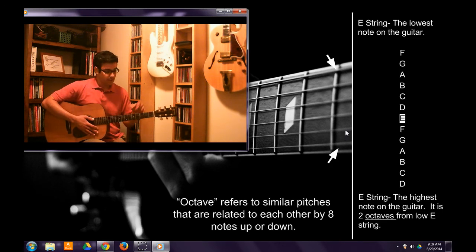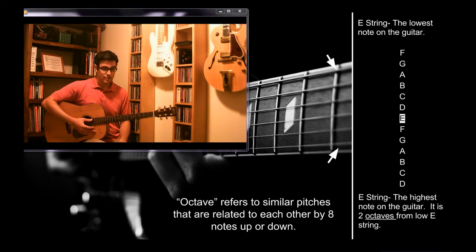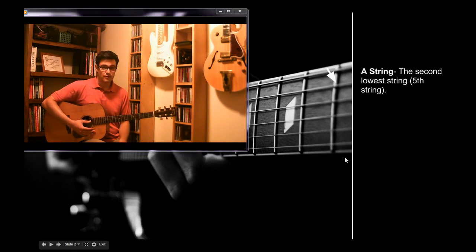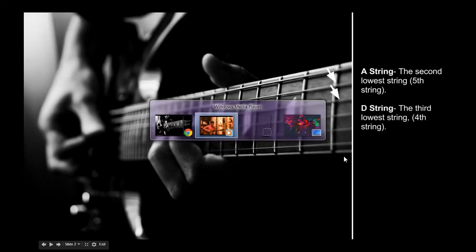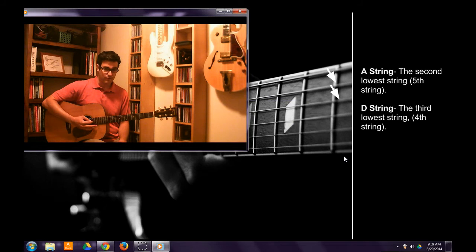The next string you have, starting from the bottom going up, is the A string. And this is also called the 5th string. And the D string, this is also called the 4th string. We number our strings 6, 5, 4, 3, 2, 1. 1 is the highest, 6 is the lowest. Now, the A and the D are typically used as bass notes.